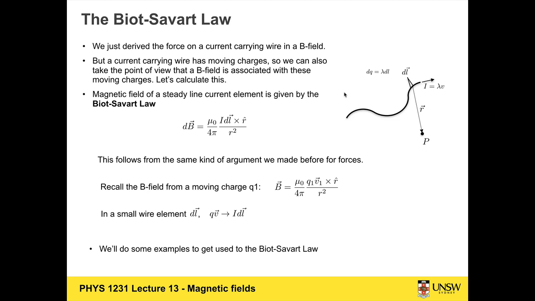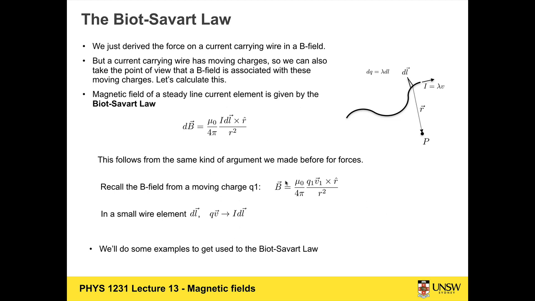Let's calculate that. For this kind of problem, the magnetic field of a steady line current element, that is some small piece of the wire, is given by the so-called Biot-Savart law. There's nothing mysterious about this law. It really just comes from the Lorentz magnetic force, written such that the charge times velocity has the same form as in our earlier example. This just tells us how to calculate the contributions to the magnetic field from this dl vector and how to sum those up. That's all this does.